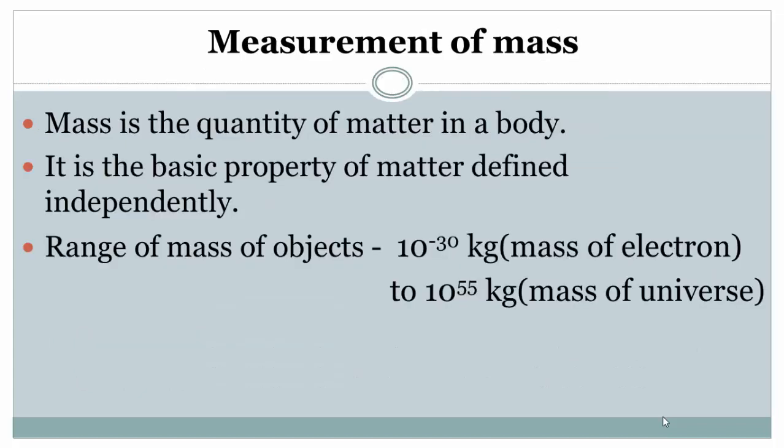Measurement of mass. Mass is the quantity of matter in a body. It is the basic property of matter defined independently. The ranges of masses of objects in this universe lie between 10 raised to minus 30 kg to 10 raised to 55 kg. 10 raised to minus 30 kg is the least possible value, which is the mass of an electron, and 10 raised to 55 kg is the mass of the universe.